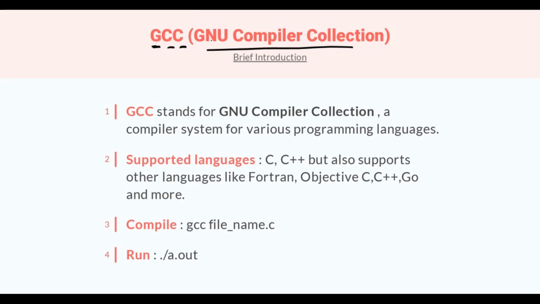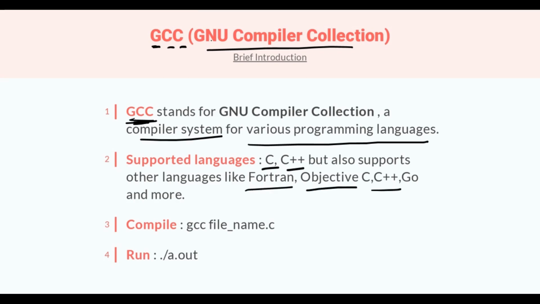So what is GCC? GCC is a compiler system which supports various programming languages. You can compile various programs. Suppose you have written some program in the C programming language or C++, that can easily be compiled with the help of GCC. It also supports languages like Fortran, Objective-C, C++, Go language, and many more.